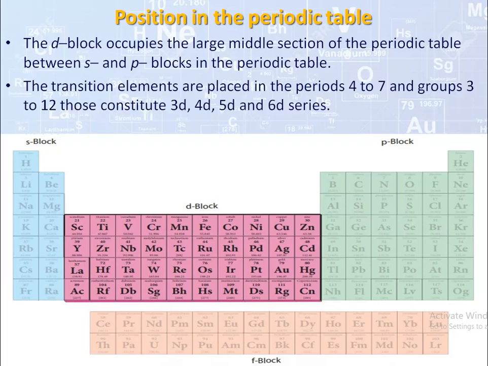Now, the transition elements belong to groups 3 to 12 and start from the 4th period in the form of 4 different series. So, this is the 4th period, which is called the 3d series. This is the 5th period, which is called the 4d series. This is the 6th period, which is called the 5d series, and this is the 7th period, which is called the 6d series.